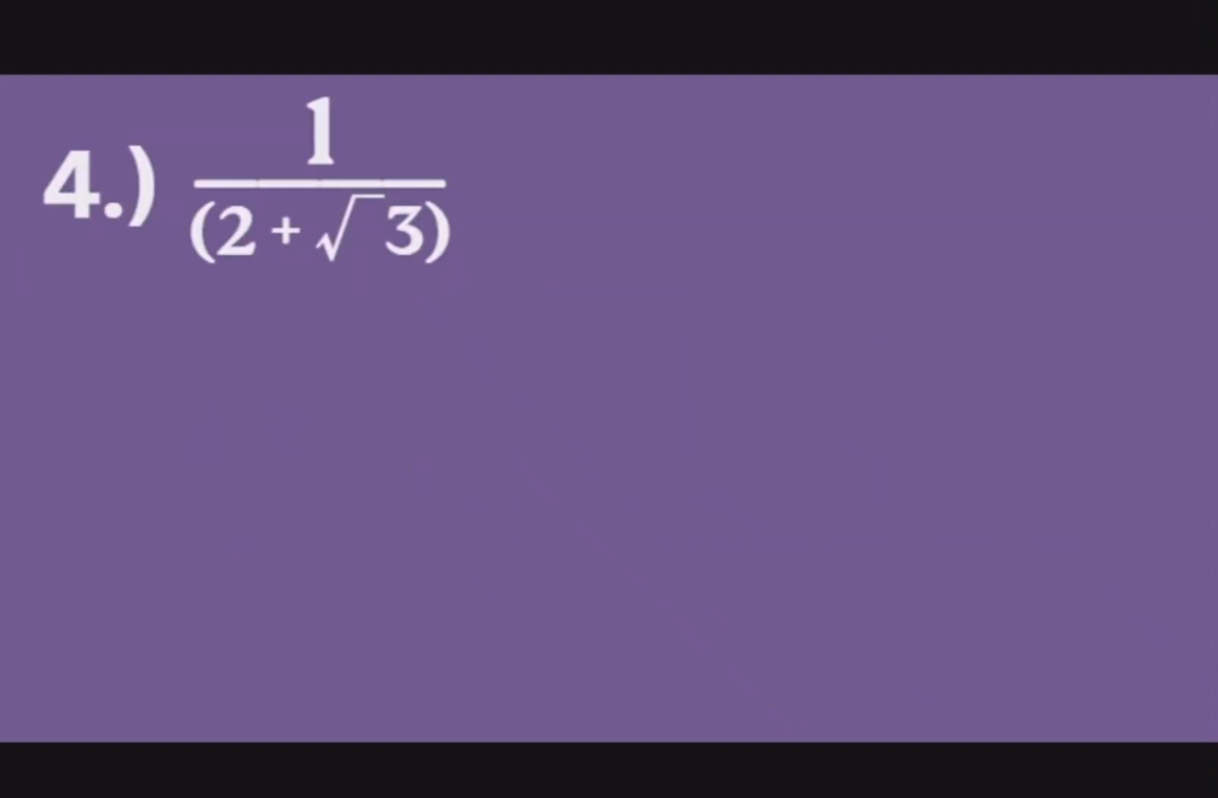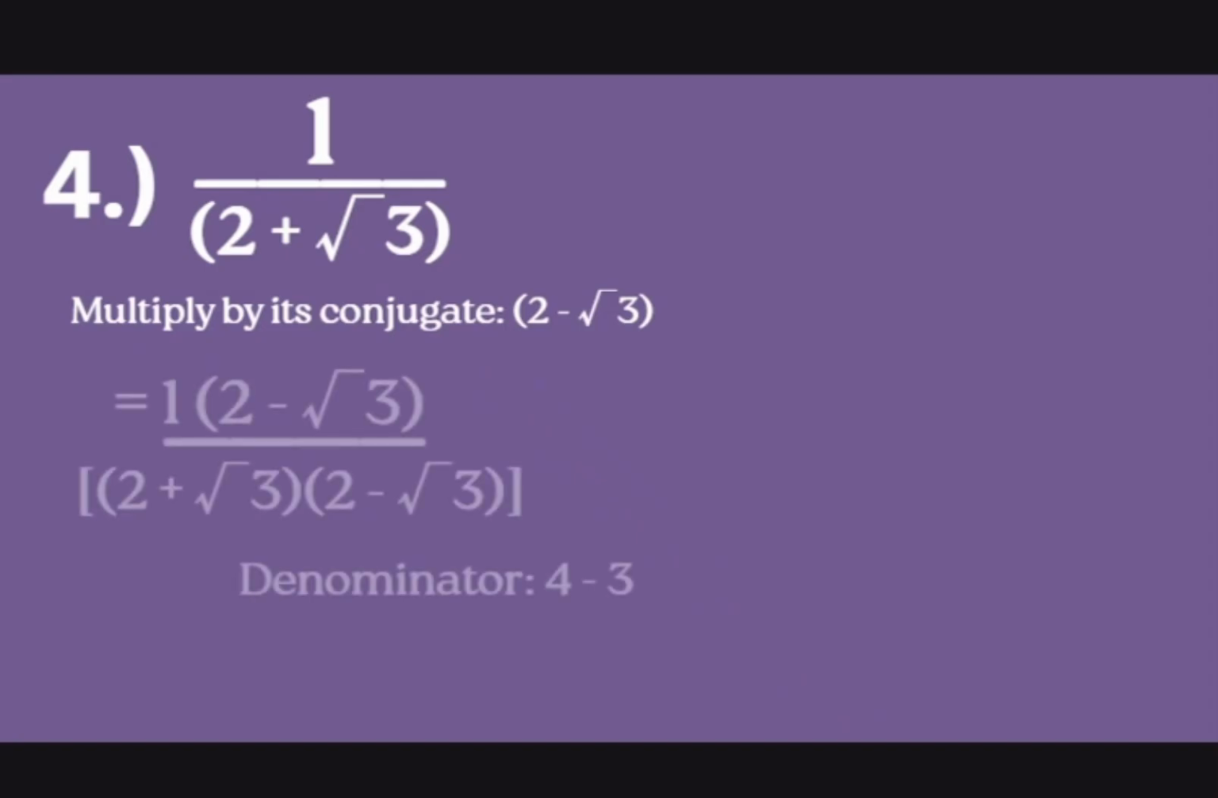For our fourth example, we will be using the conjugate. 1 over 2 plus square root of 3. First, we need to find the conjugate of the denominator. Our denominator is 2 plus square root of 3, so our conjugate is 2 minus square root of 3. Now we need to multiply the numerator and denominator by the conjugate.